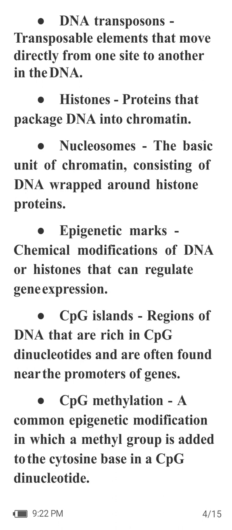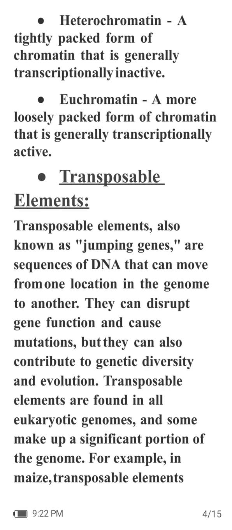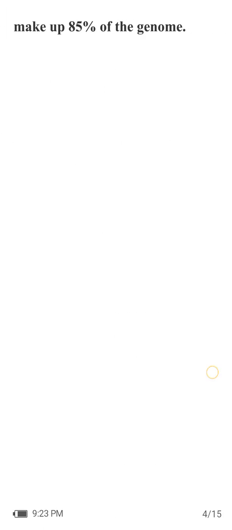Then CpG islands, regions of DNA that are rich in CpG dinucleotides and are often found near the promoters of genes. Then CpG methylation, a common epigenetic modification in which a methyl group is added to the cytosine base in a CpG dinucleotide. Then heterochromatin, then euchromatin. After that, transposable elements, you know that. I have a video about this topic.